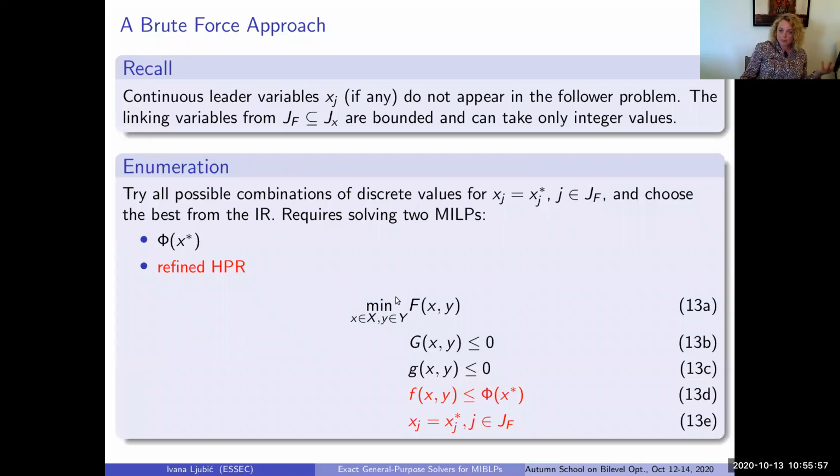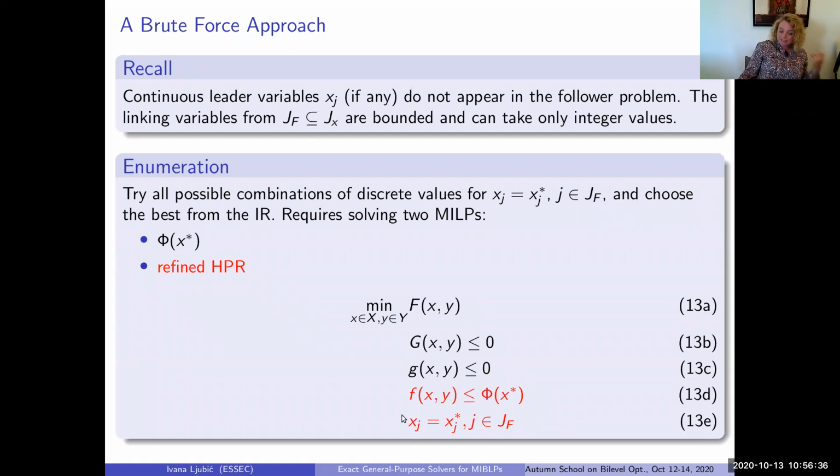How would that work? Imagine that I take a particular vector, x star, of these discrete variables with this particular choice of the values. First thing that I do is I find the optimal value of the lower level problem, phi of x star. This, of course, requires solving one MILP, as we have seen from the beginning. And once I have this solution, then I have to solve another MILP. And this other MILP is the problem 13a to 13e.